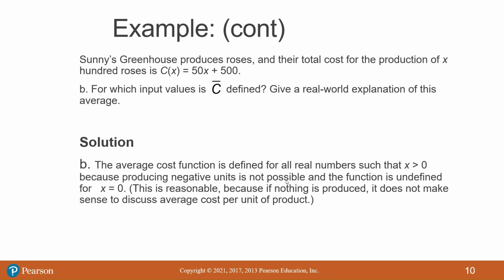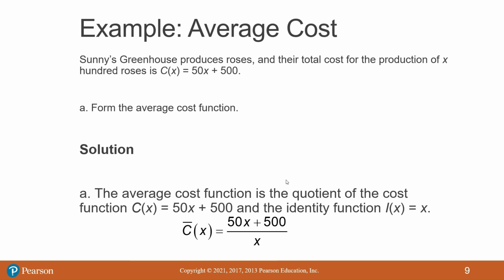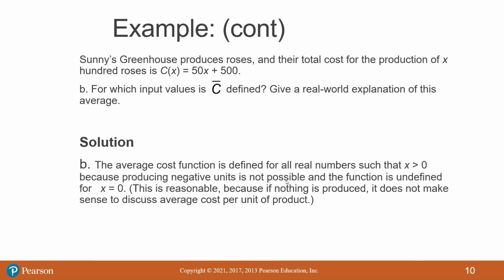It also can't be 0, because if you look back at our average function here, we're dividing by x and I can't divide by 0. That's why x has to be strictly greater than 0. It says that producing negative units is not possible and the function is undefined for x equals 0. This is reasonable because if nothing is produced, it doesn't make sense to discuss an average cost per product unit. So we're basically just looking at positive values of x.